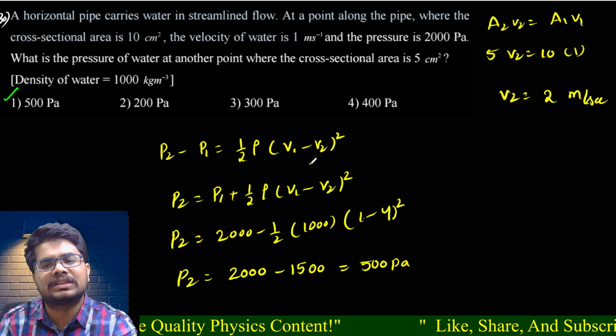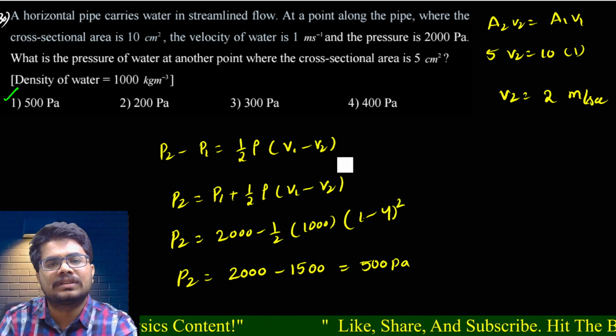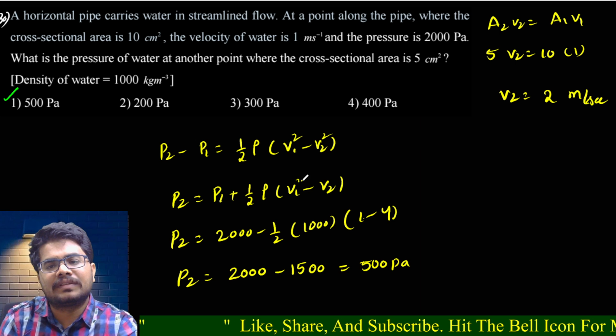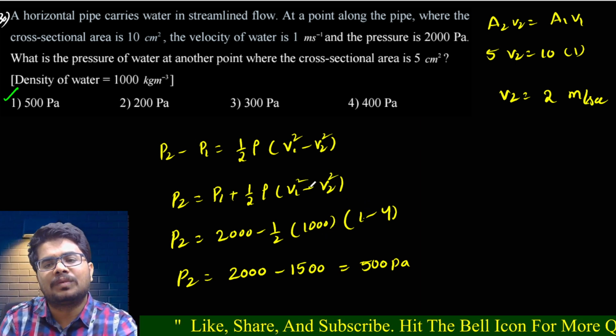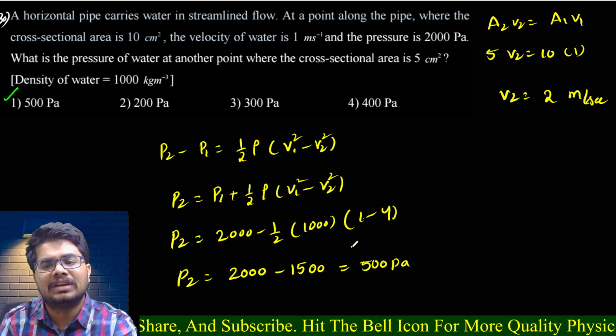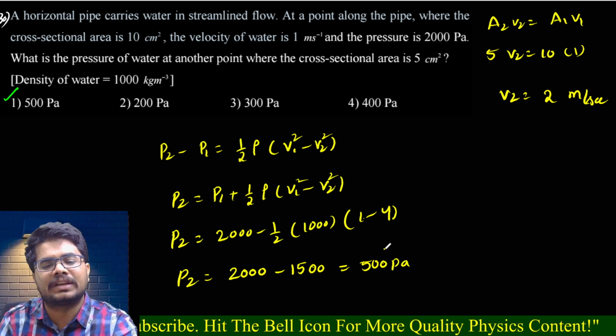Why? Because 1 minus 4. Here we wrote the formula by mistake, so be careful with this. It is V1 square minus V2 square. Now 1 square minus 2 square is minus 4 times. Don't make this kind of silly mistake. So 2000 minus 1500. How much will we get? 500 pascal, which we will get.